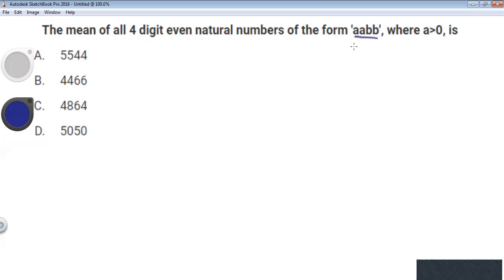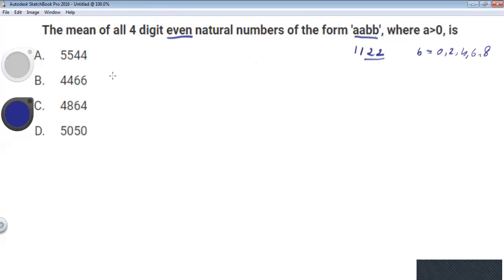If you want to take your chance at this problem or solve it on your own, then just pause the video and try it. Otherwise, I'm solving it from this point onwards. So AABB means a number like 1122. Since it says even natural number, the last digit cannot be odd. So B has to be 0, 2, 4, 6, or 8. These are the options with us.